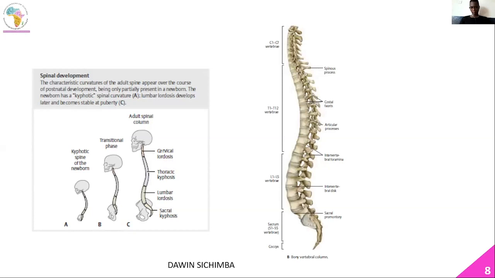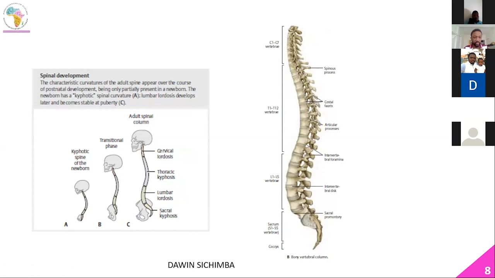The other diagram on this particular slide is also showing the developmental stages of the spine. You can see that the characteristic curvatures of the adult spine appear over the course of postnatal development. The newborn has a kyphotic spine curvature, as seen in part A of that diagram. The lumbar lordosis develops later and becomes stable at puberty, as we can see in part C of that diagram.